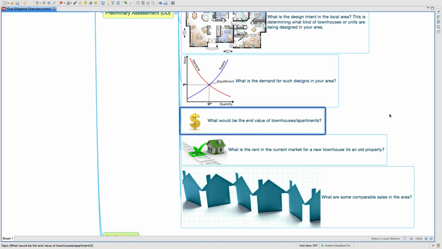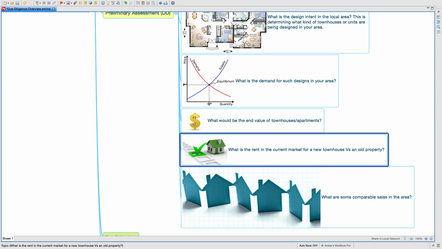What would be the end value of these townhouses and apartments? You've got to find out. You can call up agents. You can look at different resources. In my resource guide, I shared 10 different resources where you can get this data for free. So this is part of your due diligence when you start.